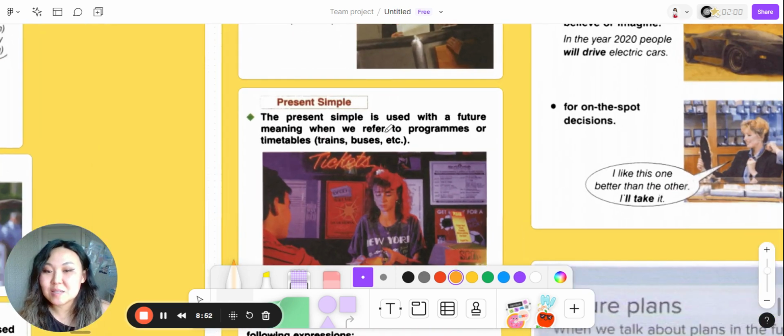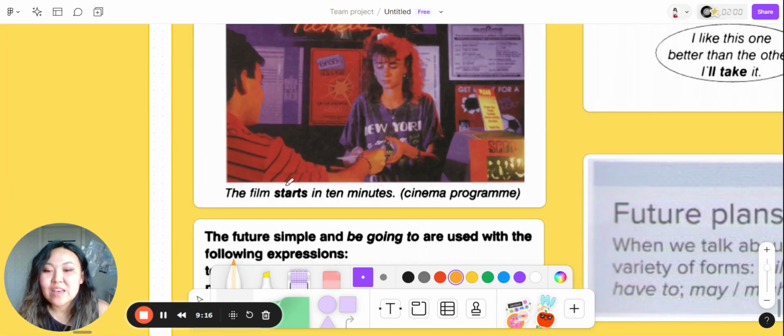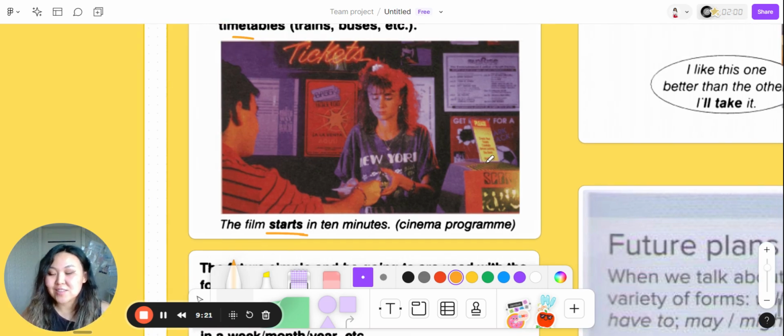Next one is present simple for the future. In this case, we can refer to some programs or timetables of buses or trains. And let's look at the example. The film starts in 10 minutes. We are talking about the future event that in 10 minutes this film will start. But it is a cinema program, that's why we can use present simple. And we can say about the train or plane that the plane arrives in 5 minutes.